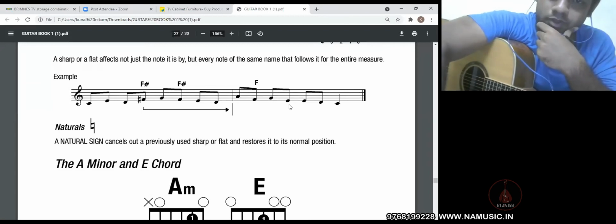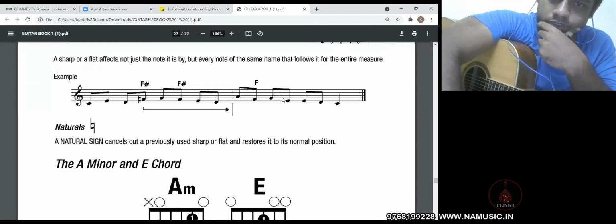Do you remember the short form? Every good boy does fine. Yes, every good boy does fine. The first line is E, the second line is G, the third line is B, the fourth line is D, and the last one is F. So this note is supposed to be E.